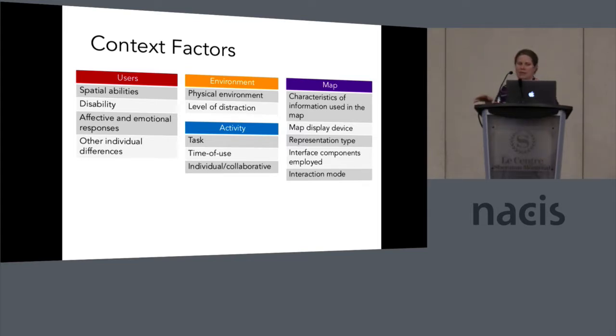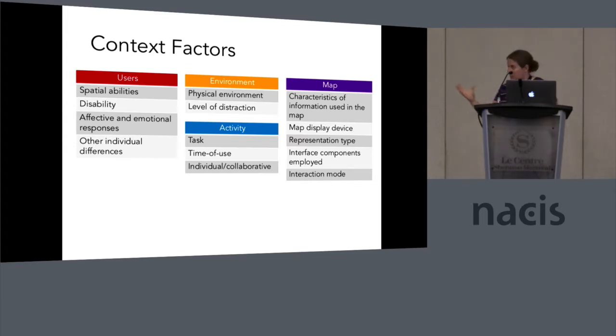So there are characteristics of the information that's used in the map, and that could be things like how fast the data is updated. Some data sets are updated now on the fly in real time or in very near real time. If you think about how police or disaster managers use these data, they really need up-to-the-minute data. So how does that affect how we represent and display that information?